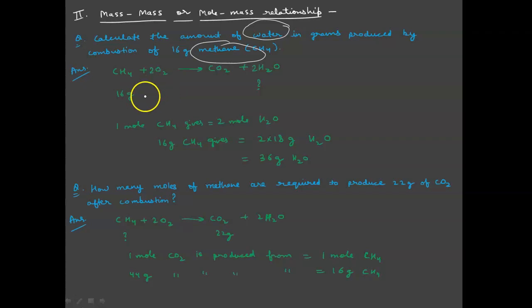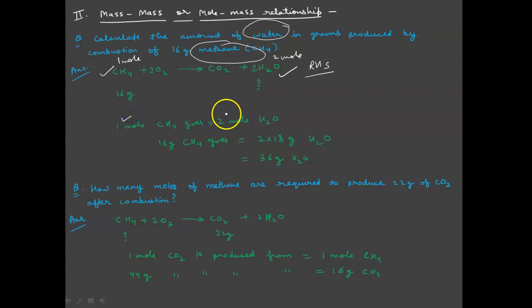After balancing the reaction, we have to deal with methane and water. So this is water, this is methane, ignoring other compounds or elements. This is 1 mole in the question, this is 2 mole. We have to calculate water, so this should be in the RHS. So from the question, 1 mole gives 2 mole.